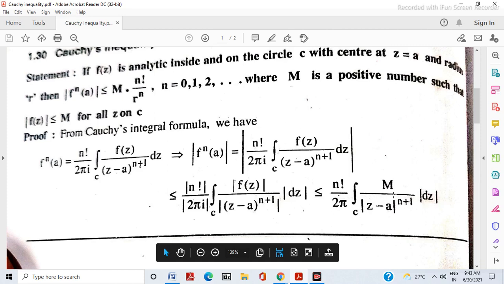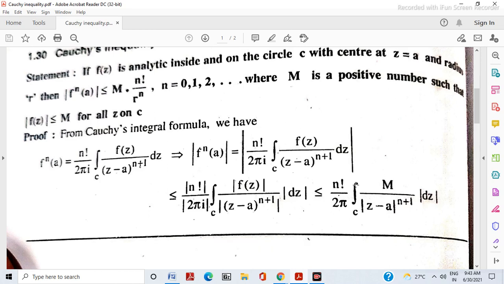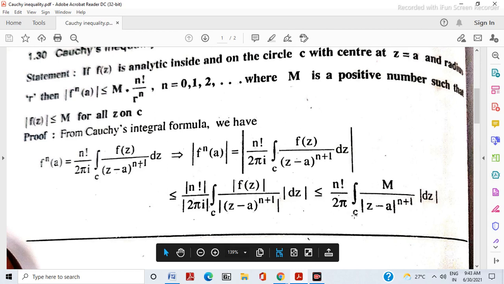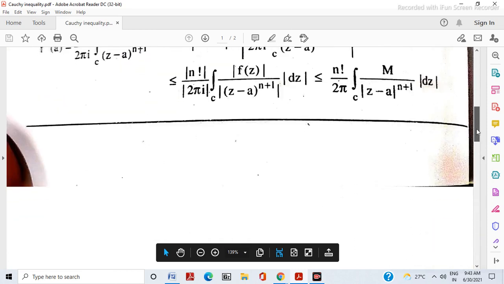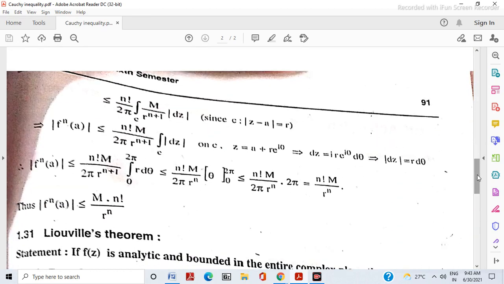Now take all constants out. What constants do we get? Numerator M n! divided by denominator 2π into r^(n+1). Now only one thing we should find out, the integral over C of modulus of dz. For that we will use the equation of the circle. What is the equation of the circle? Modulus of z - a equals r, or z - a equals r e^(iθ), or z equals a + r e^(iθ).